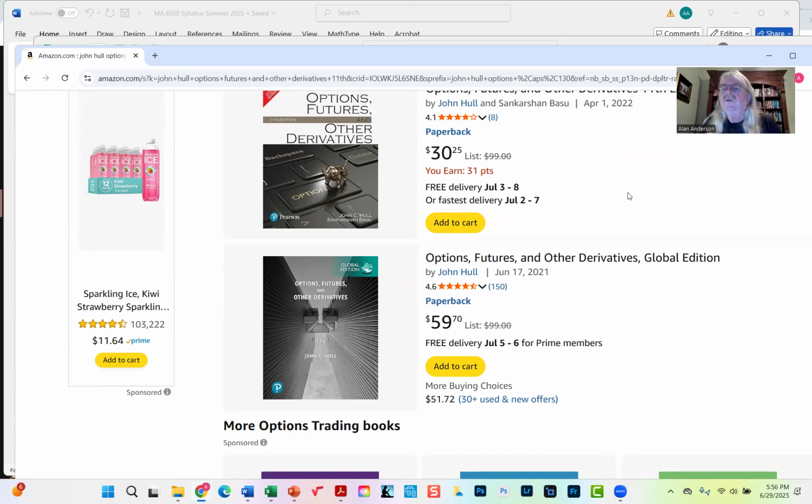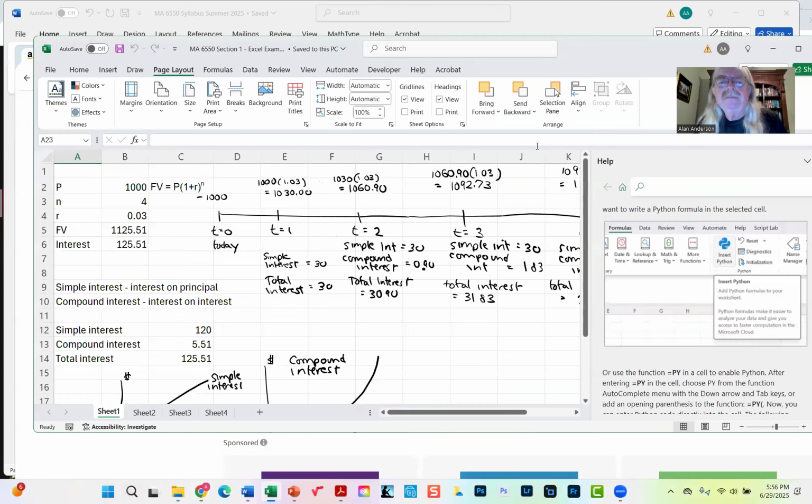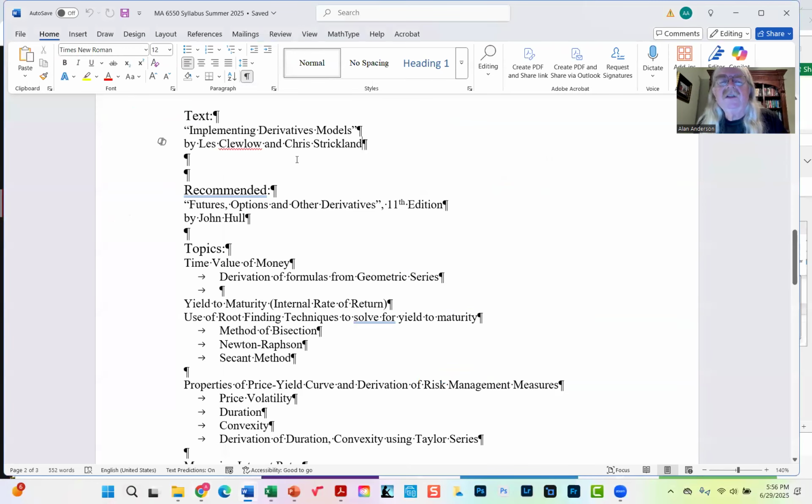And what's great about this whole setup here is that the other book, Clewlow and Strickland, their book is based on Hull's approach. In other words, they're using his models and his notation to get to the results that we need. The only thing is, the value they're adding is the instructions for implementing these models on a computer. Okay, so Hull's book doesn't have that.